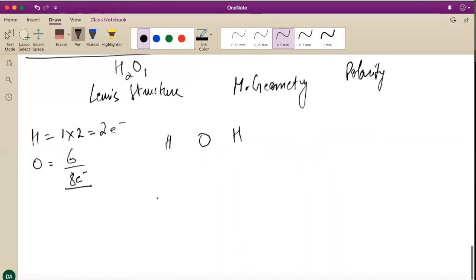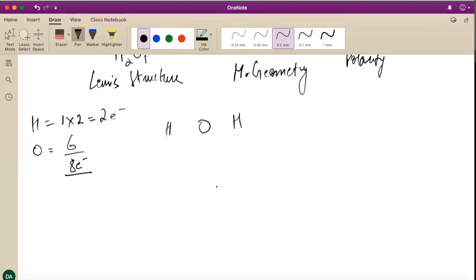Now, what do you do next? You make the bonds. So you make the bond like this. That used how many electrons? 4. So out of 8, we have used 4 electrons in bonds, and then we're left with 4 electrons.